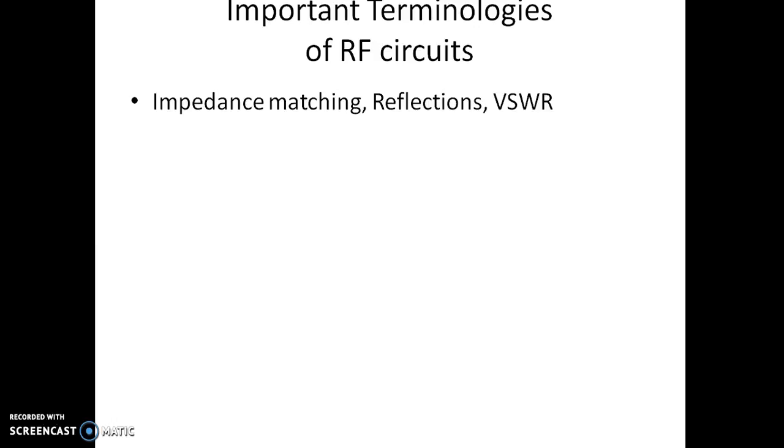Now, what are the important terminologies of RF circuits? Most importantly, we'll talk about impedance matching, reflections, and VSWR. These are very important terminologies when we are discussing any RF circuits. So what is impedance matching? Whether the impedances of the input and output are matched. Is there any reflection? Is that reflection resulting in any standing waves on the ports? These are very important parameters which will be considered while discussing RFICs.